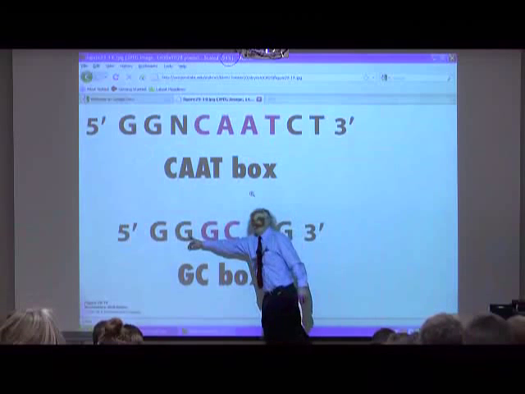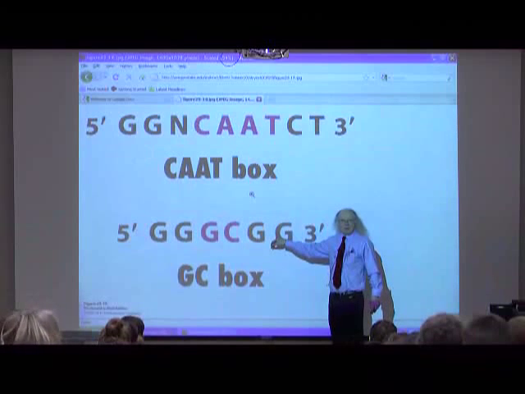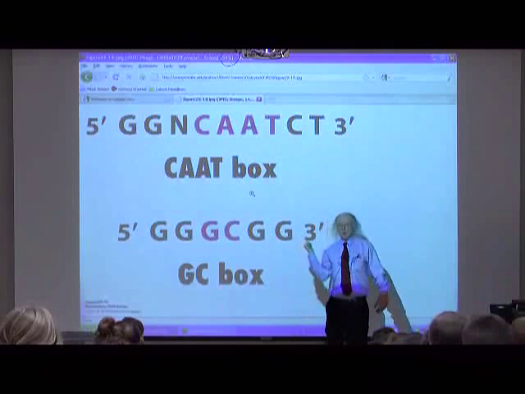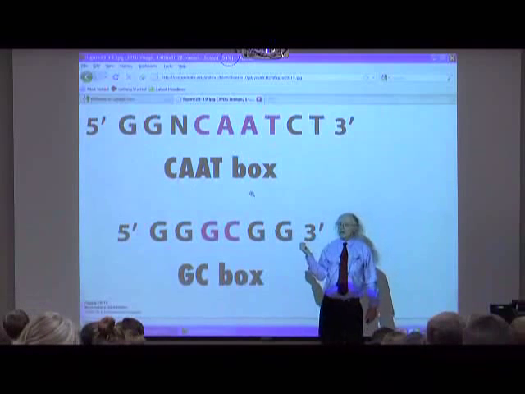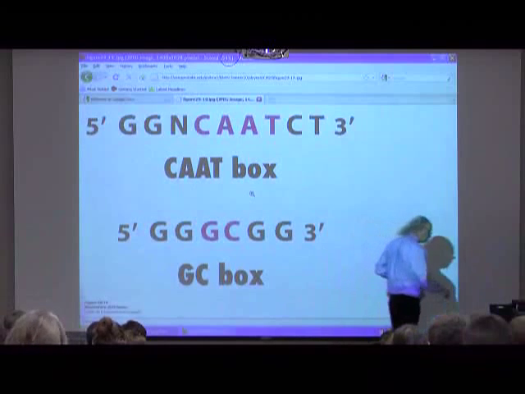GC box here, would you expect this would be a place to open up the DNA? No. But it might be very good for recognizing. The protein could recognize and bind there and then open up somewhere else, again, down around the TATA box. The TATA box is useful for peeling apart the strands.